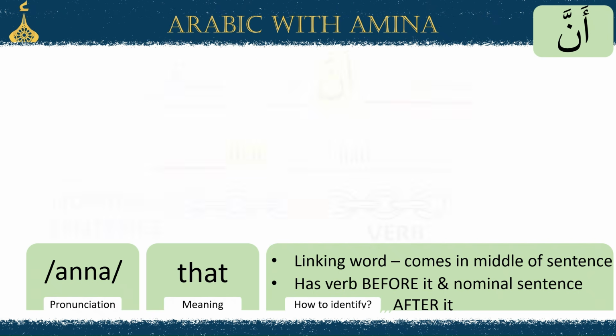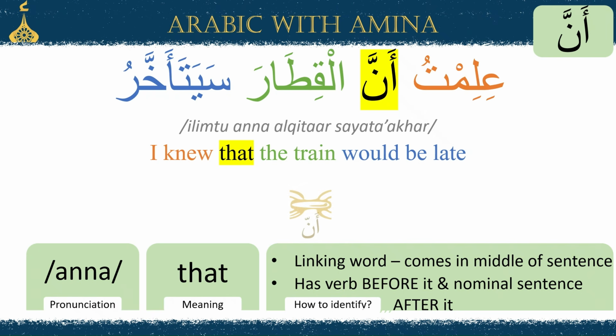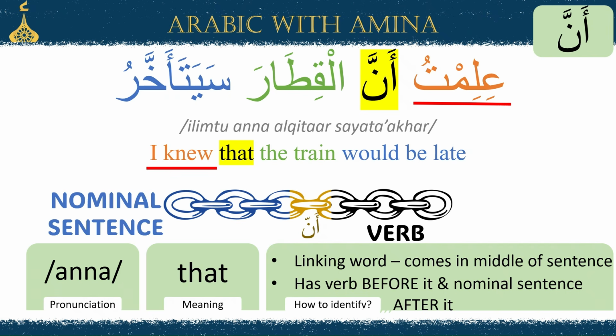Let's take a look at another example. علمت أن القطار سيتأخر. I knew that the train would be late. Let's work on identifying this. So, anna is the link, right? And we said it links a verb before it. So what is the verb in this example? علمت. I knew. And then what is after anna? القطار سيتأخر. The train would be late. That is a nominal sentence.